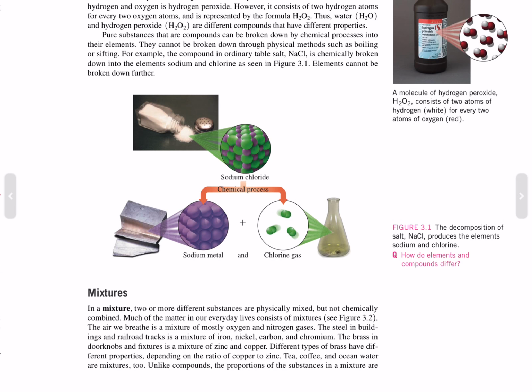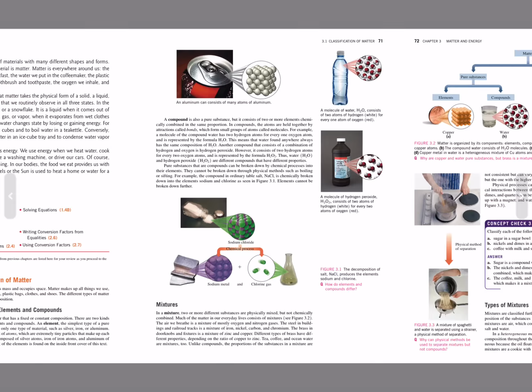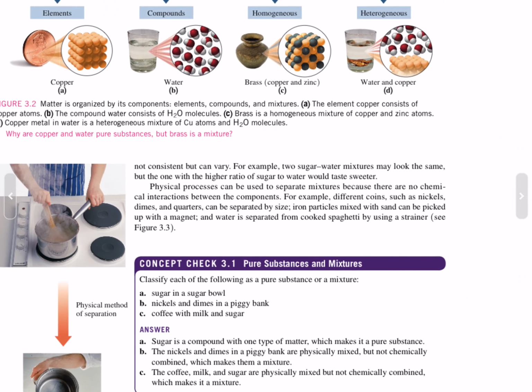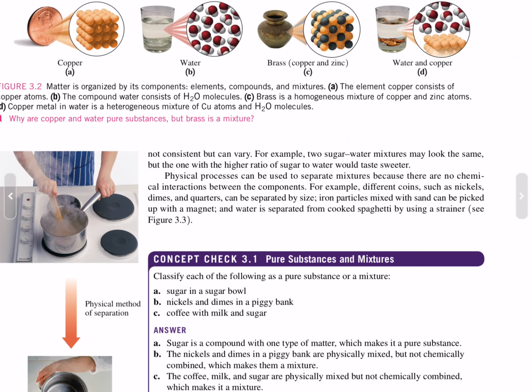Unlike compounds, the proportions of the substances in a mixture are not fixed, but can vary. For example, two sugar-water mixtures may look the same, but one with a higher ratio of sugar to water would taste sweeter. Physical processes can be used to separate mixtures because there are no chemical interactions between the components. For example, different coins, such as nickels, dimes, and quarters, can be separated by size. Iron particles can be mixed with sand and picked up with a magnet, and water is separated from cooked spaghetti by using a strainer.